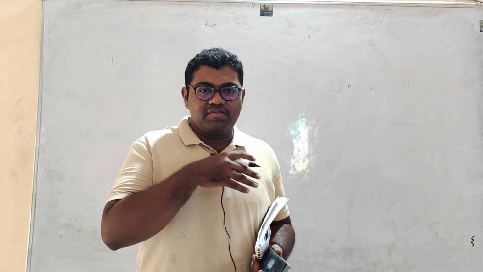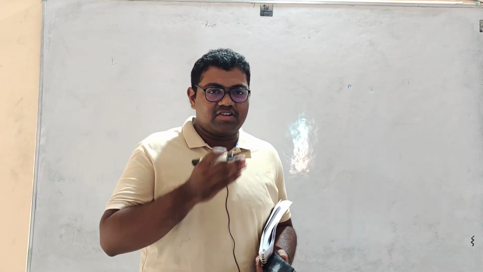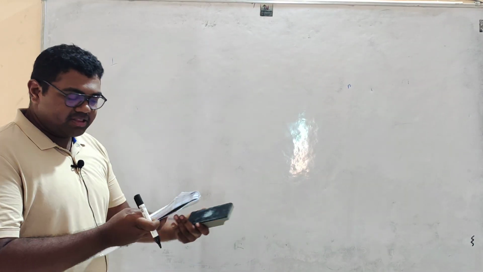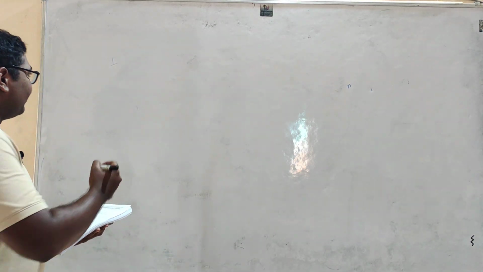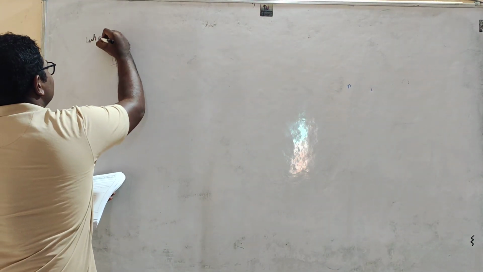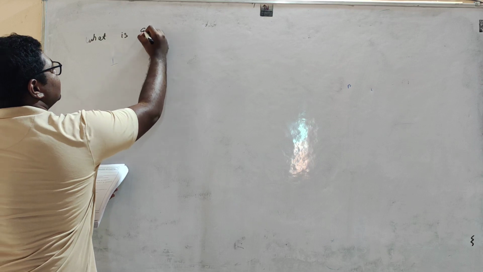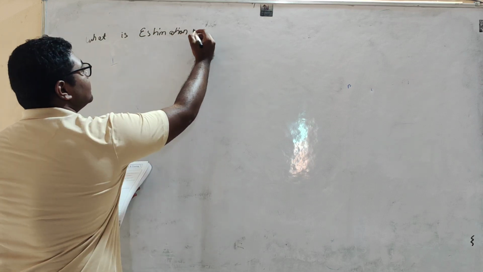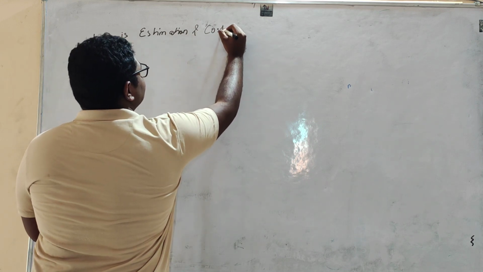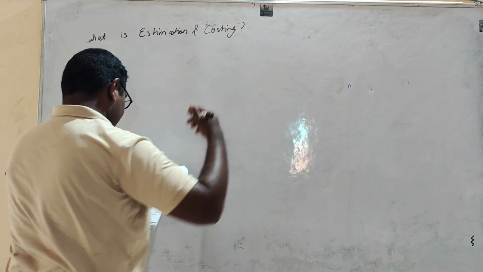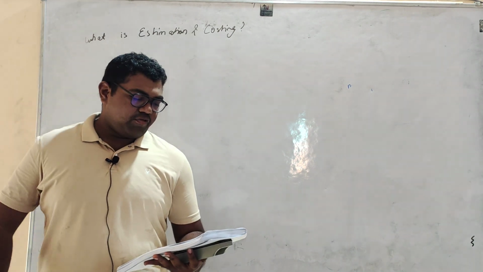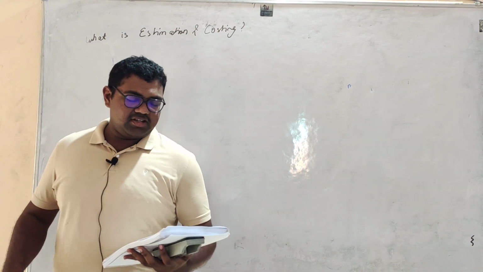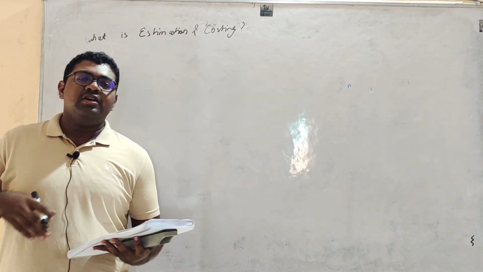So yesterday we studied estimation and costing. Let's begin with the definition of the same. What is estimation and costing? It is the process of calculation of quantities and cost of various items in connection with the construction of projects.